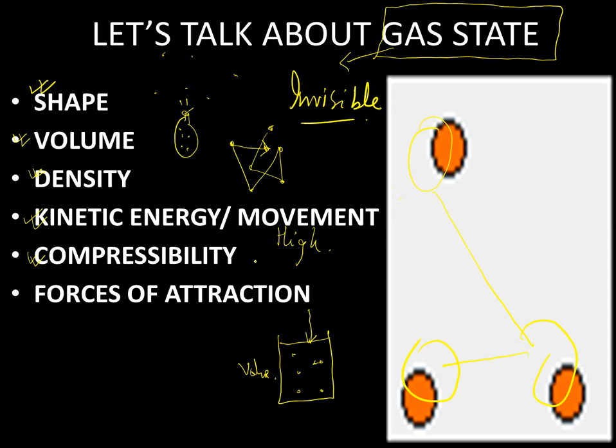And how is it compressed? The particles come closer and they occupy a lesser volume. Suppose by applying more pressure, the particles can be squeezed. They come closer, so that the volume is decreased, and we say that the particles are compressed.